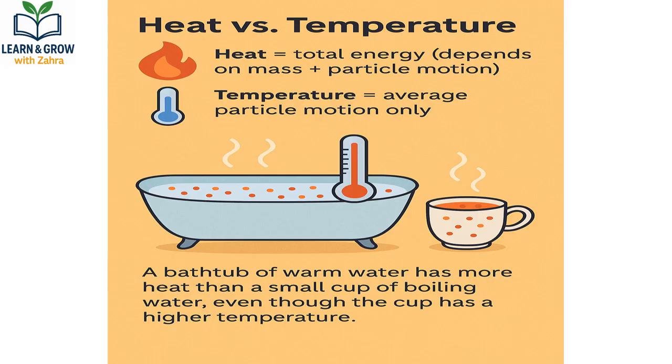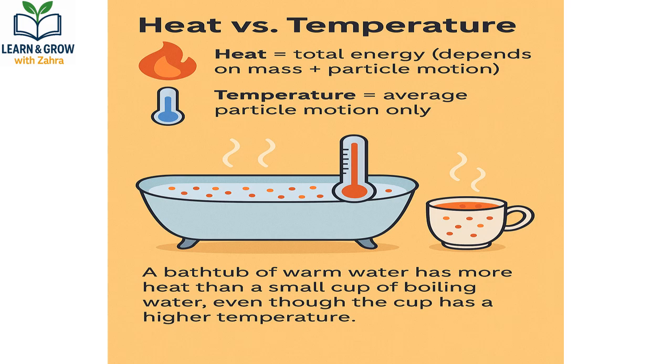Easily, yeah. So even though the average energy per particle, the temperature, is lower in the tub, there's vastly, vastly more particles. So the total energy, all those slightly slower wiggles added up, is way more. Way more. The sheer volume, the mass, totally outweighs the lower temperature. The tub contains much more total heat energy in joules.